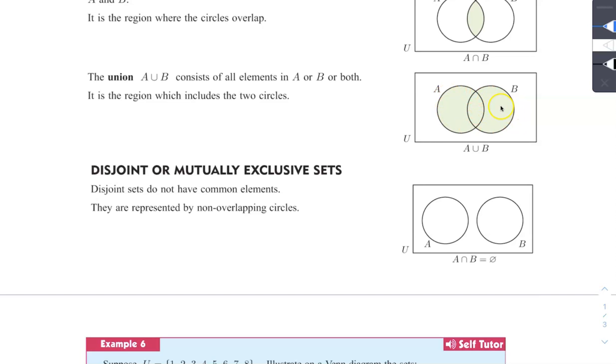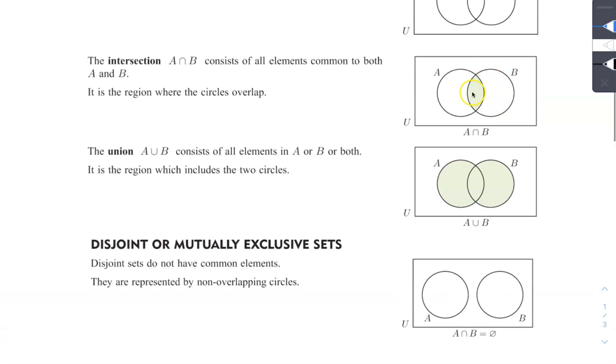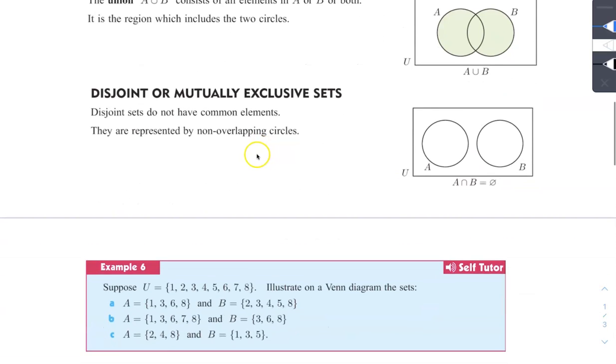So that's everything. So very important. Intersection is what they have in common, so it's only where they overlap. The union is what's in either of them. So it could be in A, it can be in B, or it can be in both of them. So that's how they're shaded. And if they're disjoint, if they're mutually exclusive, that means they have nothing in common. So they're two separate circles. They're not intersecting at all.